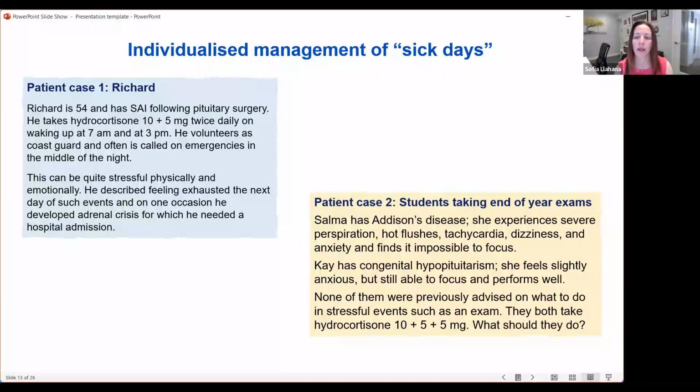Now, Kay is another patient who has congenital hypopituitarism. So she was born without pituitary function, and she feels slightly anxious, she says, but she's doing very well in her exams, no problem on her hydrocortisone 10, 5, and 5 milligrams. So we have exactly the same situation in a way, the same treatment, but two completely different people. So in that case, I advised Salma to take an extra hydrocortisone tablet before her exam and maybe after her exam, depending how she feels. And that really worked, and she does very well in her exams. And obviously, Kay is not affected by it, so there's no need to change her treatment.